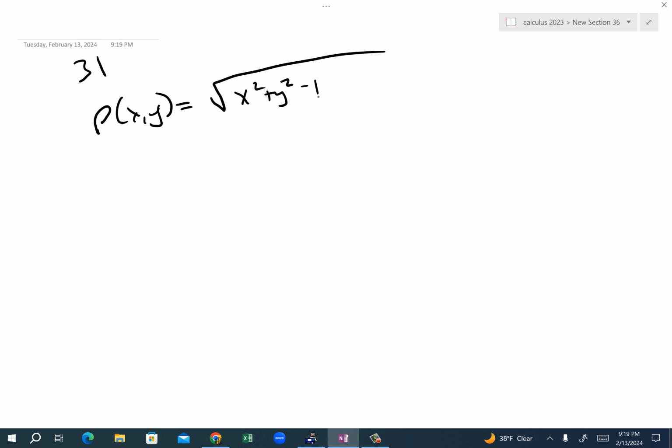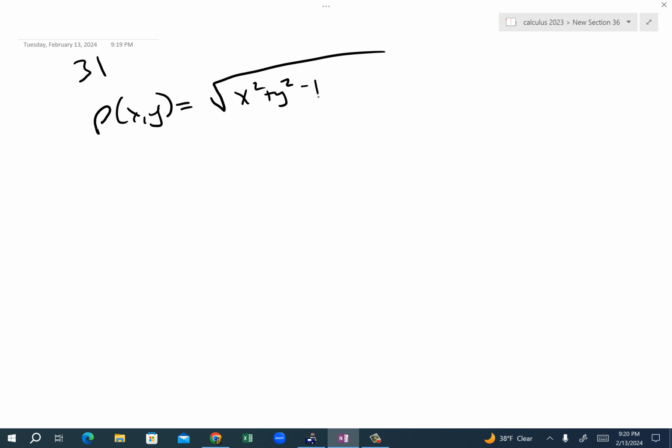All right, so in 15.1, number 31, you've got P of x and y is equal to the square root of x squared plus y squared minus 1. Okay, so we need to sketch a graph of it. Now we're going to do this based on what you learned about surfaces in 13.5 and 6.